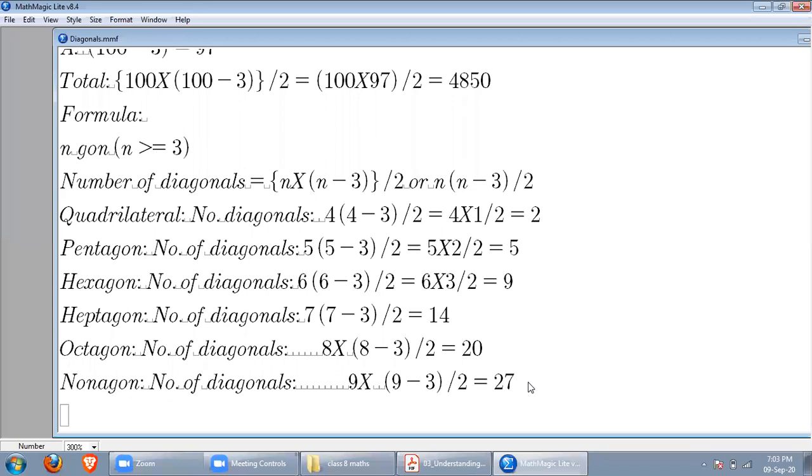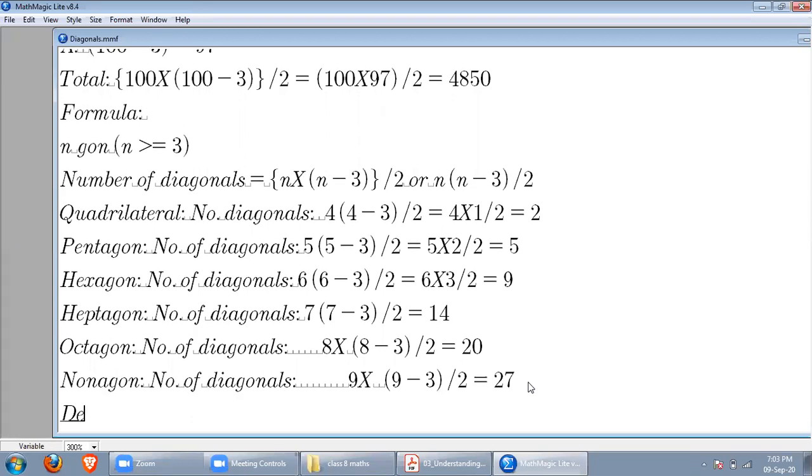So my question will be, for a decagon, tell me the answer. Number of diagonals for a decagon. Quickly respond, please. 35. Very good. Yes, it will be 35. It will be 35 because I will write like this. The decagon has 10 vertices. So for one vertex, I'm talking about for one vertex, how many diagonals can be drawn?